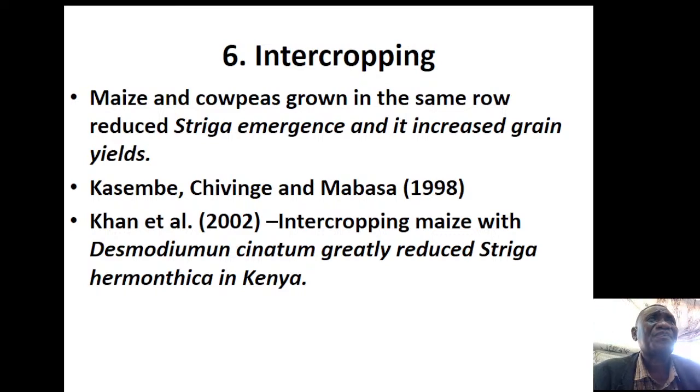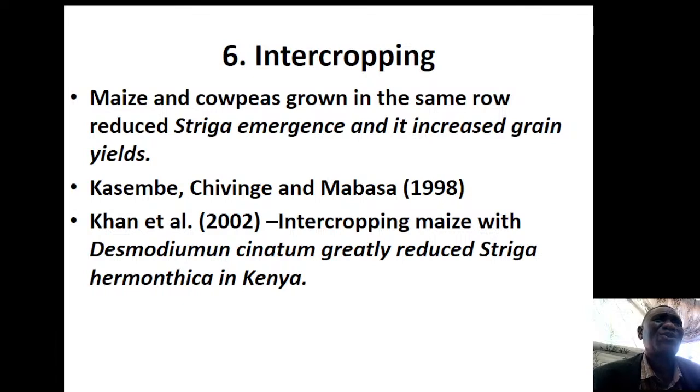Intercropping: you can intercrop maize and cowpeas, probably in the same row. It has been found that in the same row, it's very effective in reducing Striga emergence and also increases grain yields. There's a study which was done by Kasembetar in 1998 which indicated this issue.